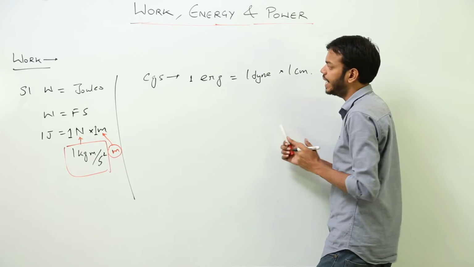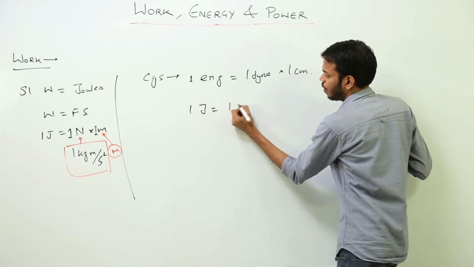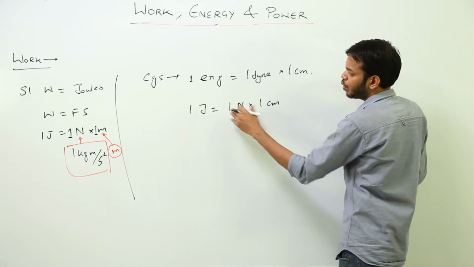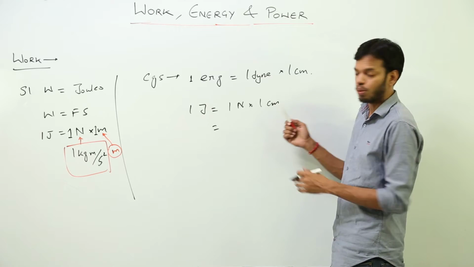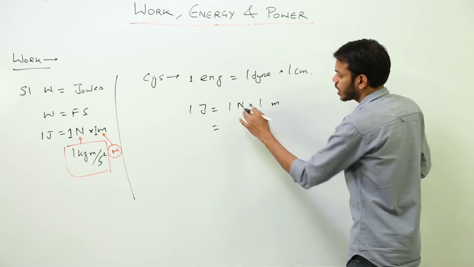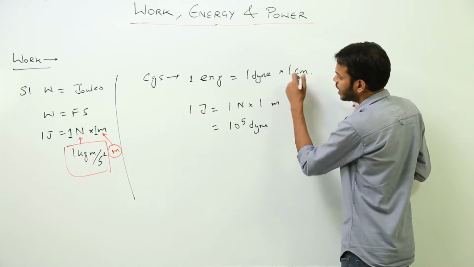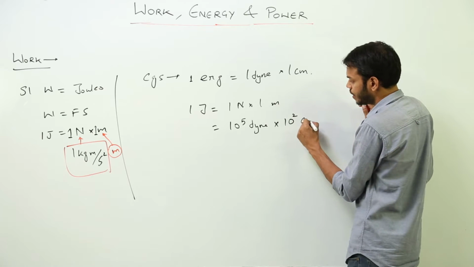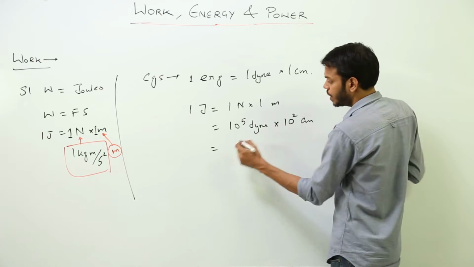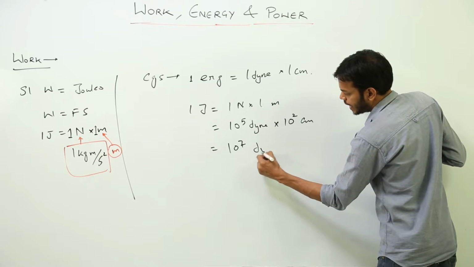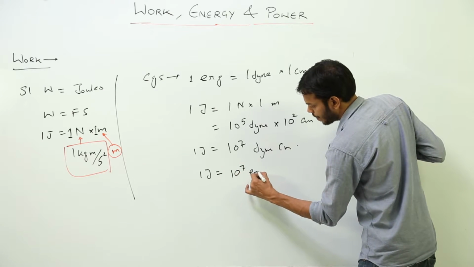If I have to relate joule and ergs, for example, I am writing 1 joule is 1 newton into 1 meter, and I have to convert the SI units into CGS units. So 1 newton is how many dynes? 10 raised to power 5 dynes, right? And 1 meter is how many centimeters? 10 raised to power 2, that is 100 centimeters. So I get 10 raised to power 5 into 10 raised to power 2, which is 10 raised to power 7, since the powers get added up. So 10 raised to power 7 dyne centimeter. So 1 joule is actually 10 raised to power 7 ergs.